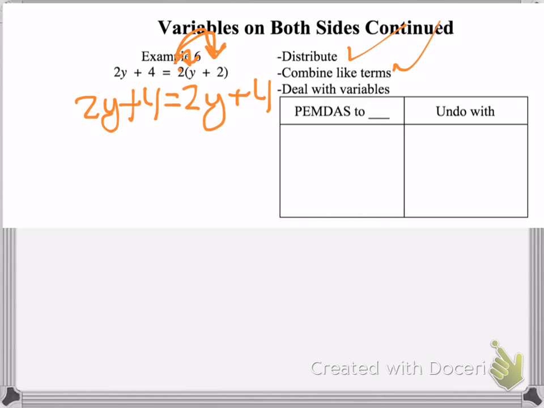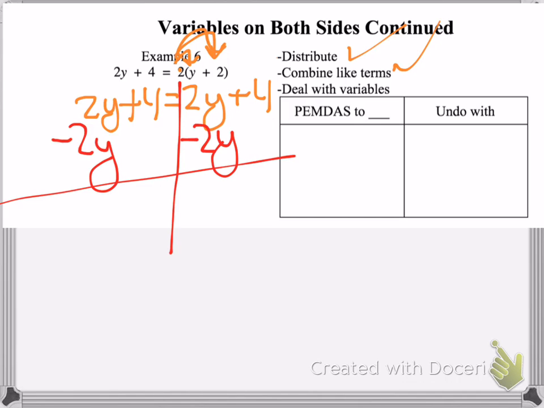So I'm going to subtract my 2y from the left, and I'm going to subtract my 2y from the right. So 2y minus 2y is 0y, which is 0, it's gone. We still have plus 4, and 2y minus 2y is 0y again. Uh-oh, my variables went away.